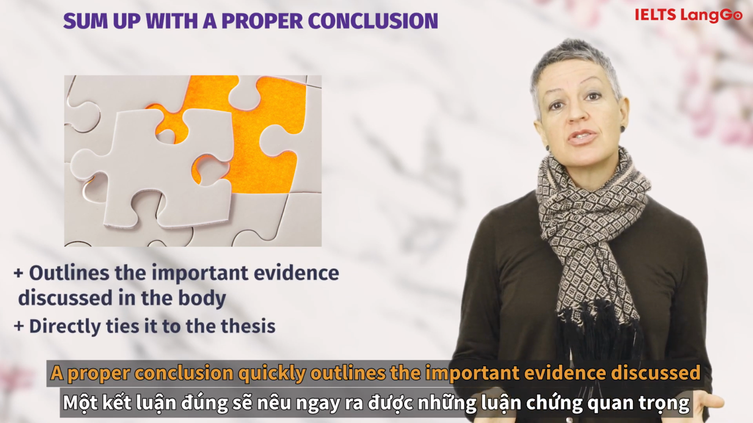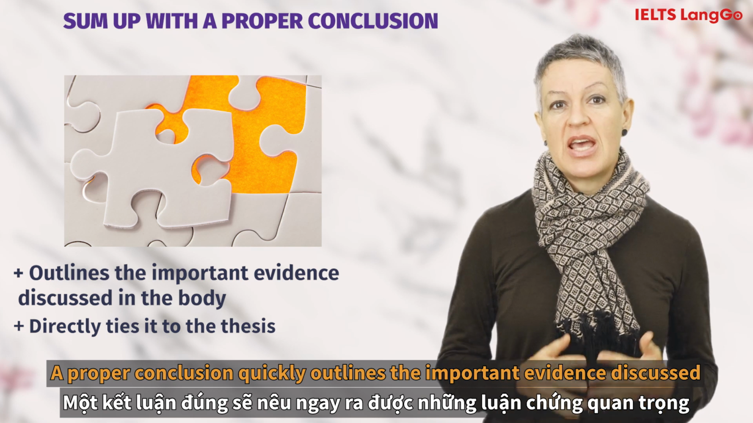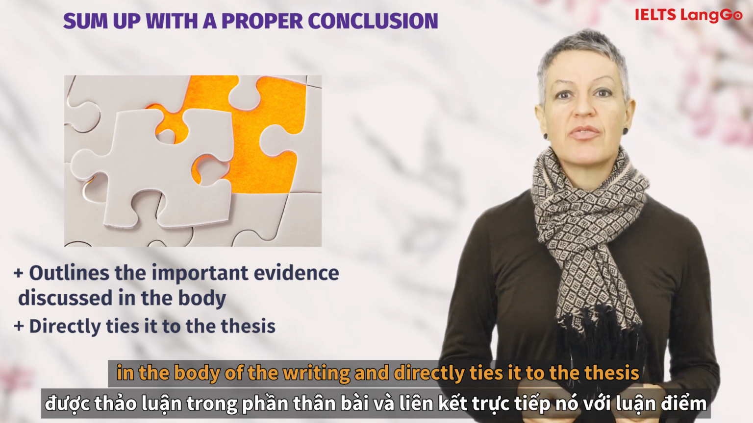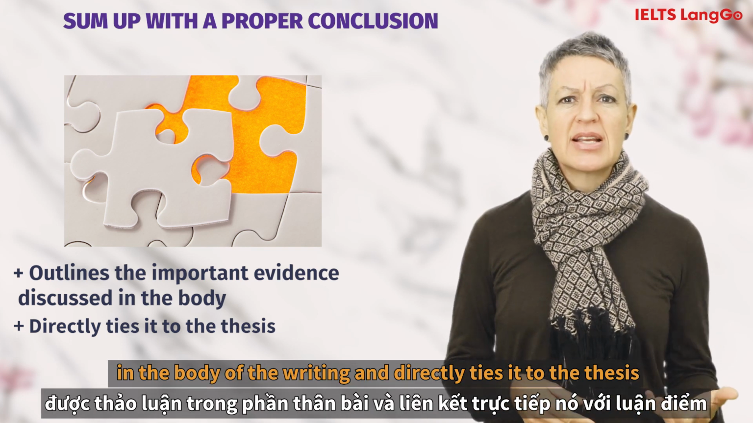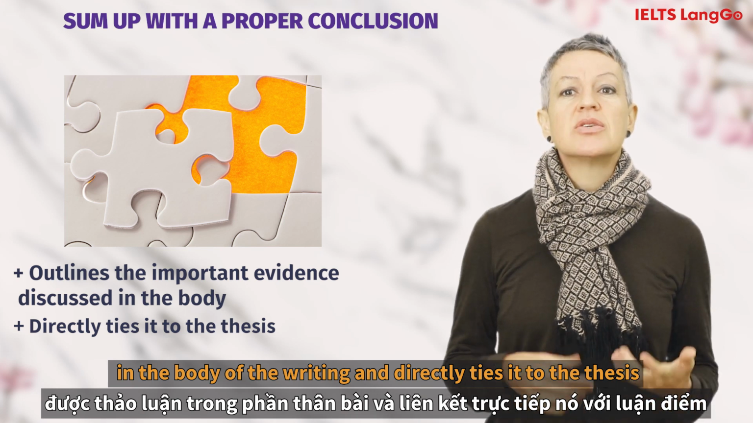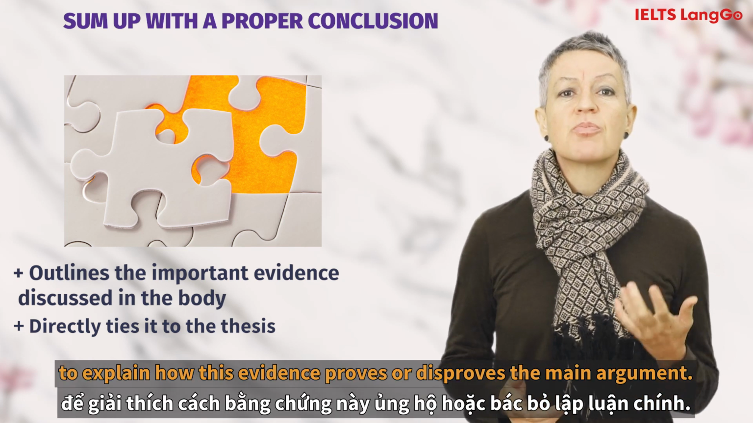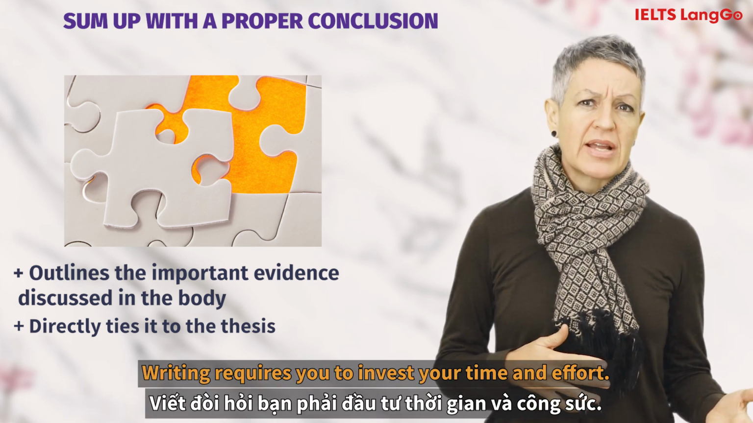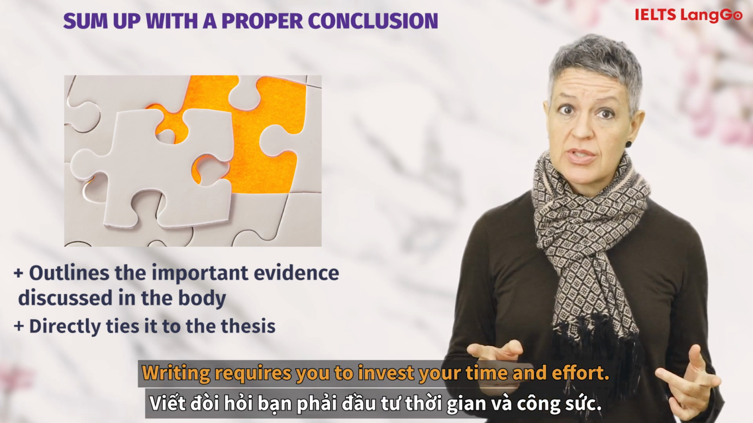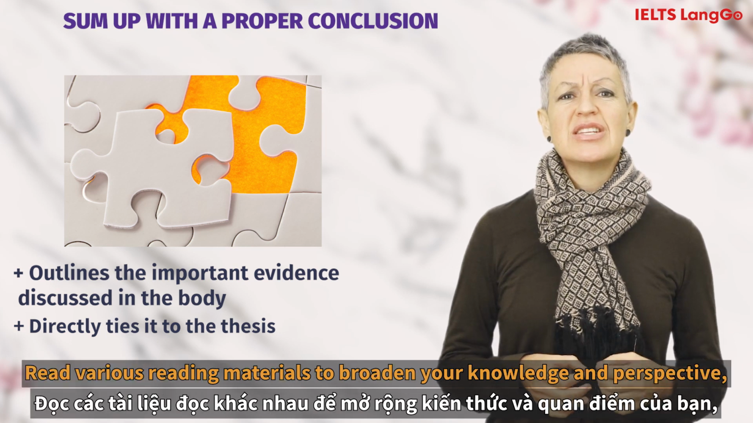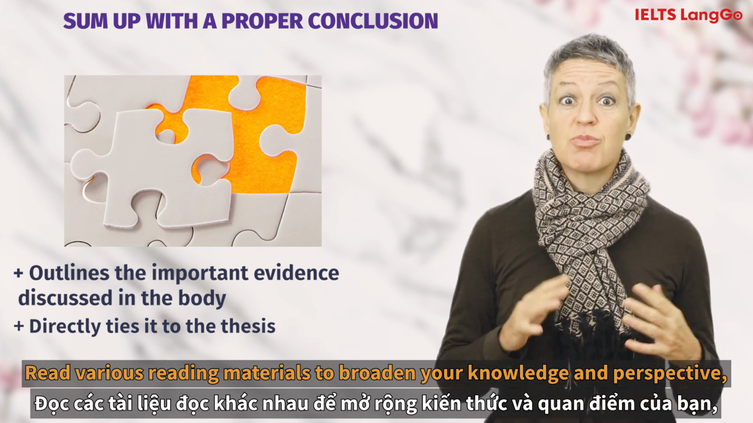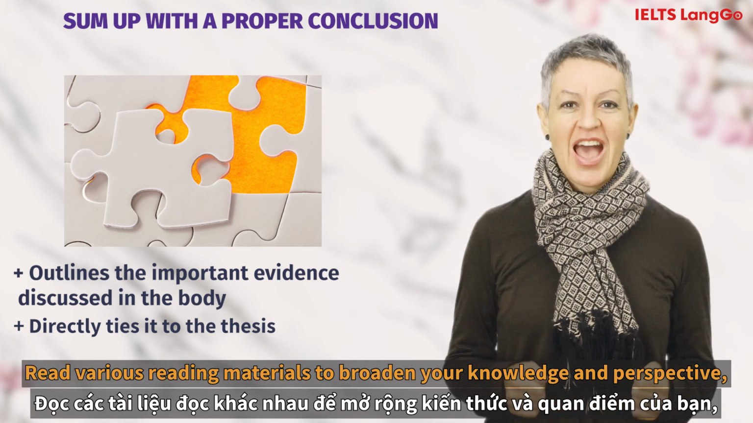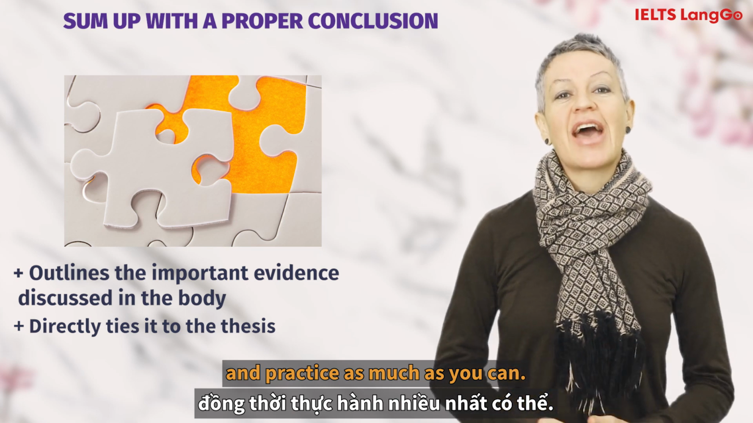A proper conclusion quickly outlines the important evidence discussed in the body of the writing and directly ties it to the thesis to explain how this evidence proves or disproves the main argument. Writing requires you to invest your time and effort. Read various reading materials to broaden your knowledge and perspective, and practice as much as you can.